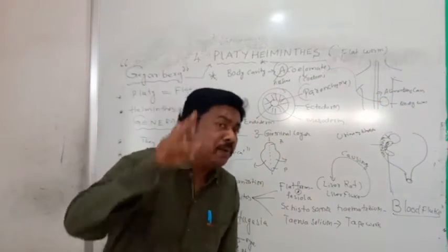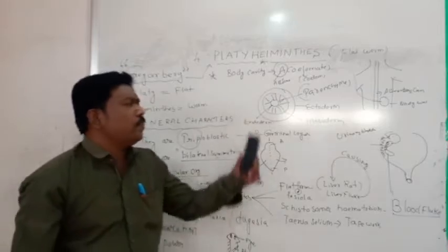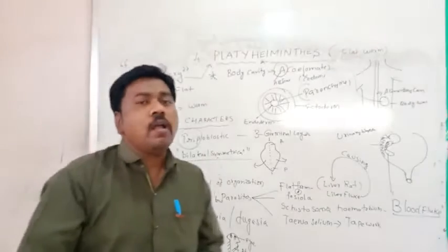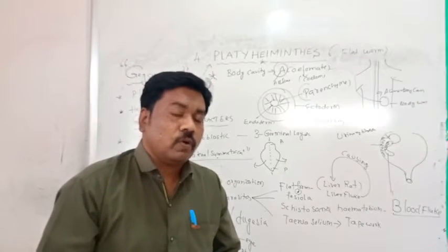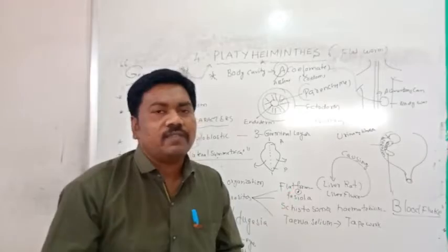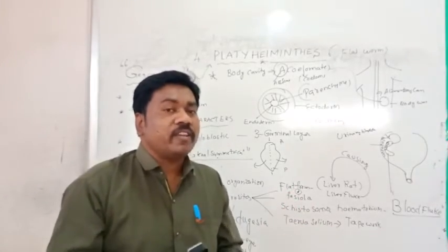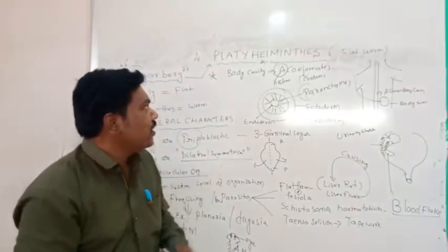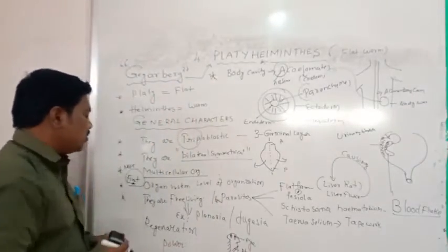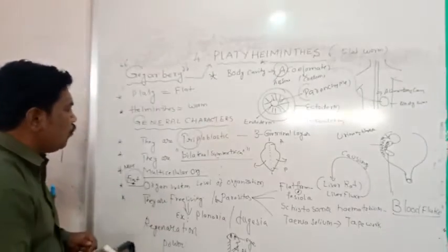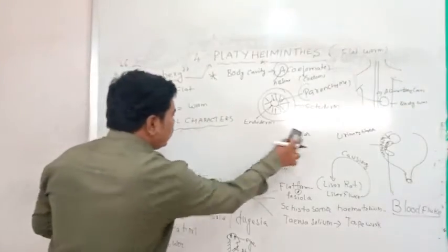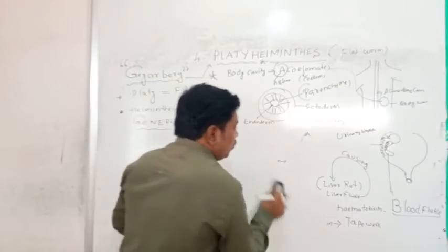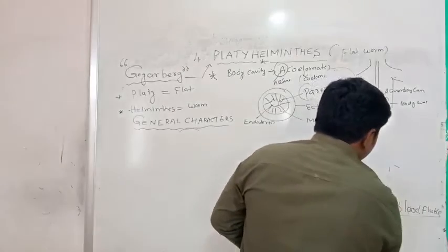The body cavity is completely absent in which phylum? In the Platyhelminthes, because that space is occupied by the parenchyma tissue. Due to that reason, they do not possess a body cavity. That's why it is known as acoelomate, right? So this is the body cavity, beta. After that, we are discussing a few other general characters of these Platyhelminthes organisms. This is very, very important for competitive examinations.